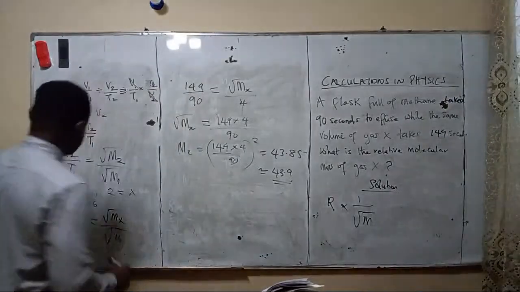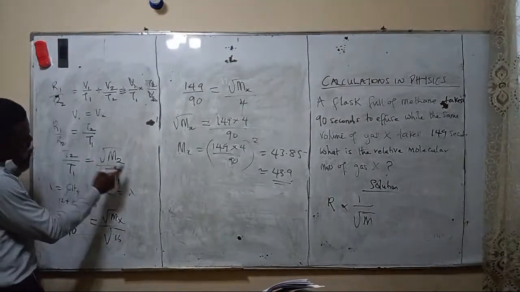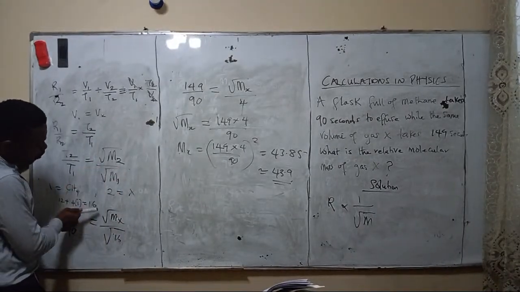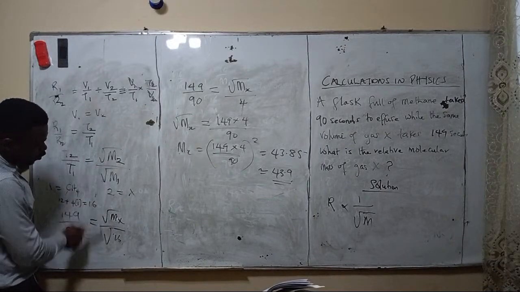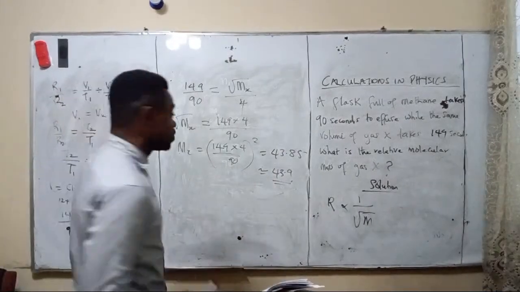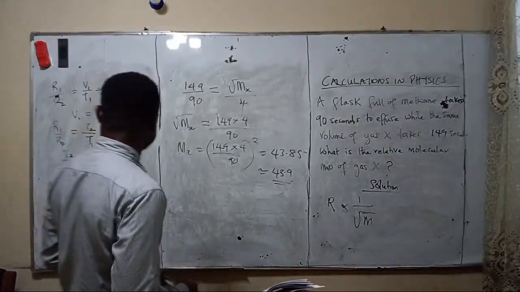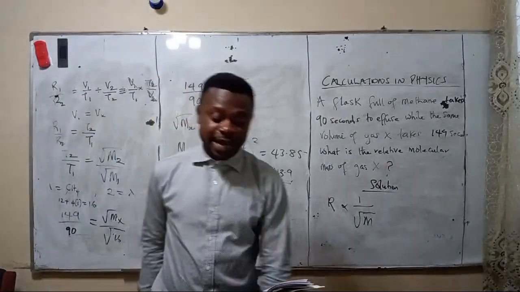Sorry, I made a mistake. Instead of using M2 for gas X, I used M2 for methane. That's where the error was. That was where I got 5 point something. So I've gotten the correct answer. Thank you very much for your attention. The answer is 43.9.